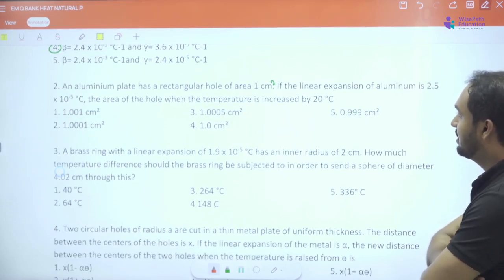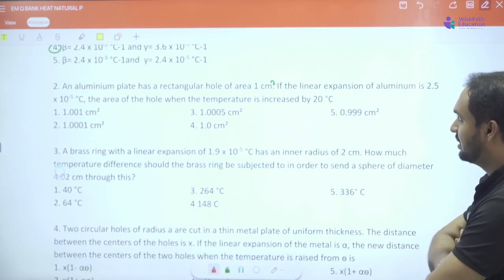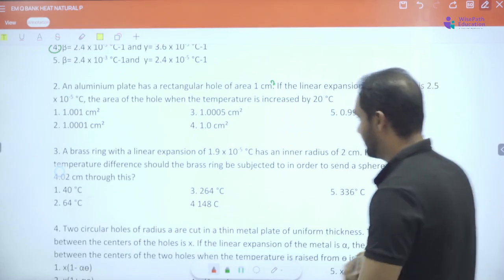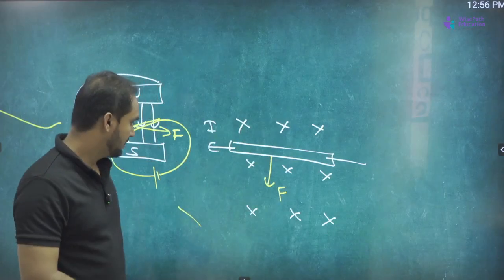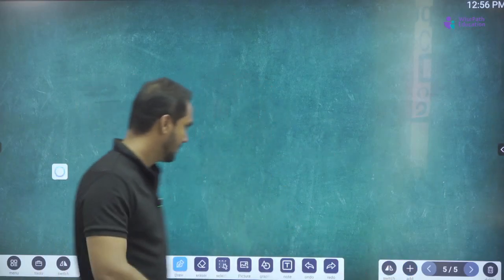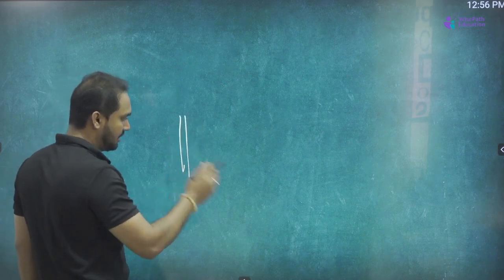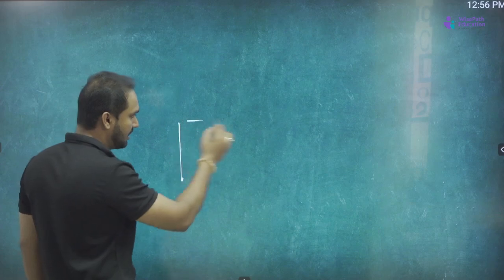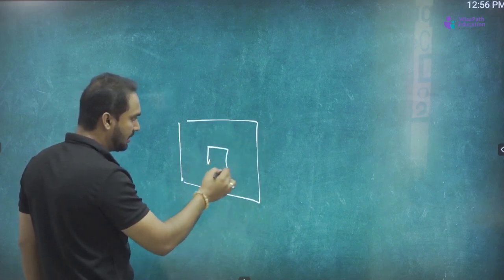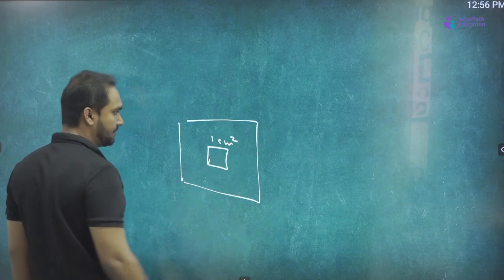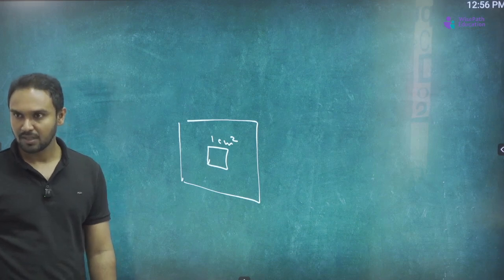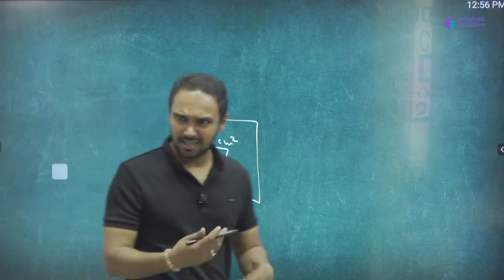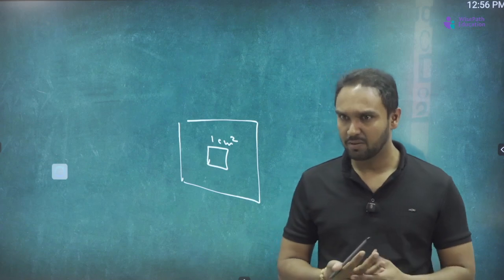There's a hole in an aluminium plate, and they are asking for the final area. There's an aluminium plate and a hole inside it that is 1 square centimeter in size, and they're heating it up. So they are asking for the new area of the hole. That's the final area we have to find.